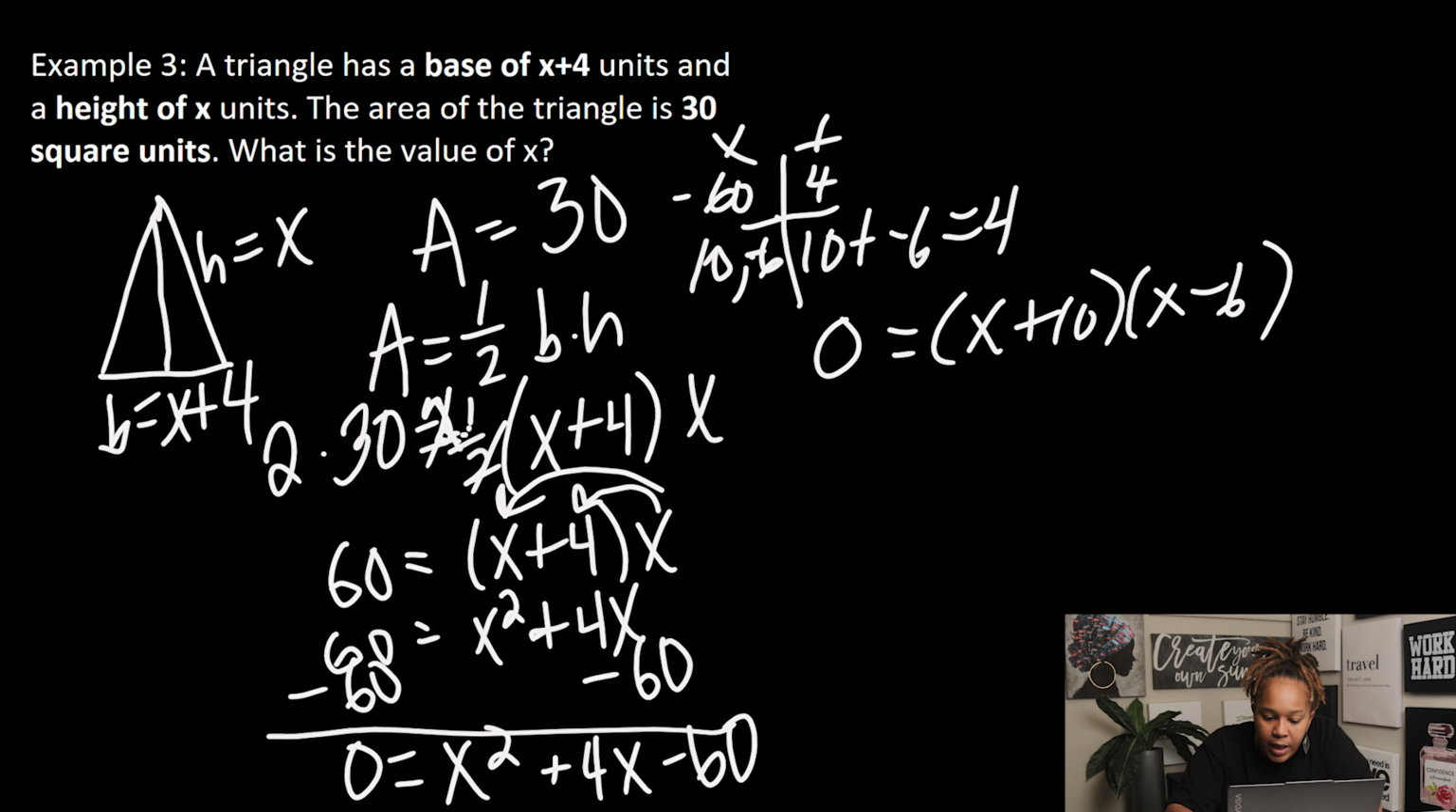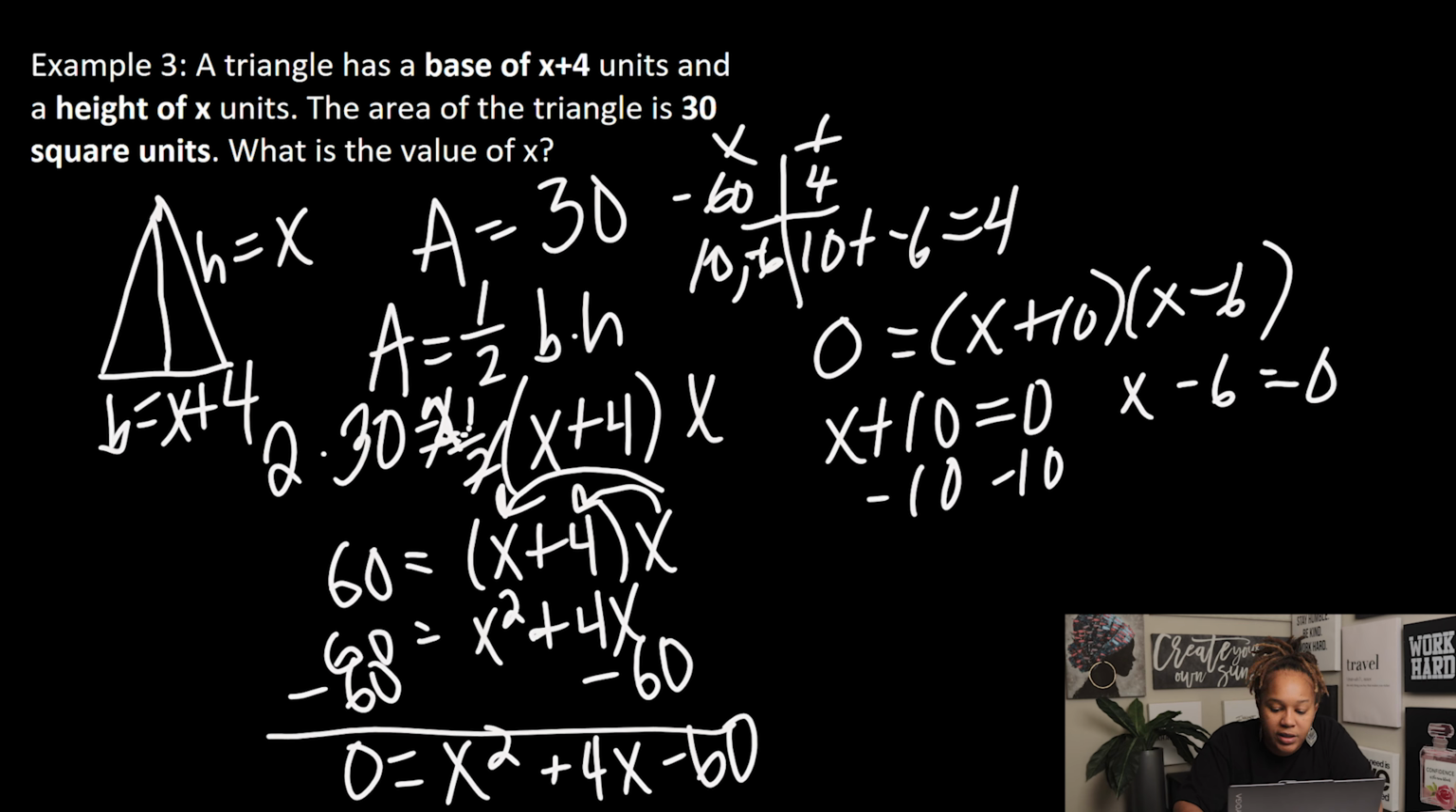All right. So then I take both of those factors and set them equal to 0. That gives me x plus 10 equal to 0. And it also gives me x minus 6 equal to 0. And then if I solve both of those for x, I get x is equal to negative 10. And I get x is equal to 6 if I add 6 to both sides.